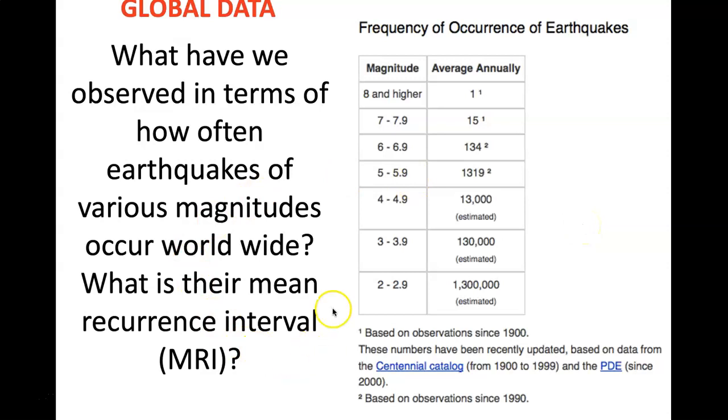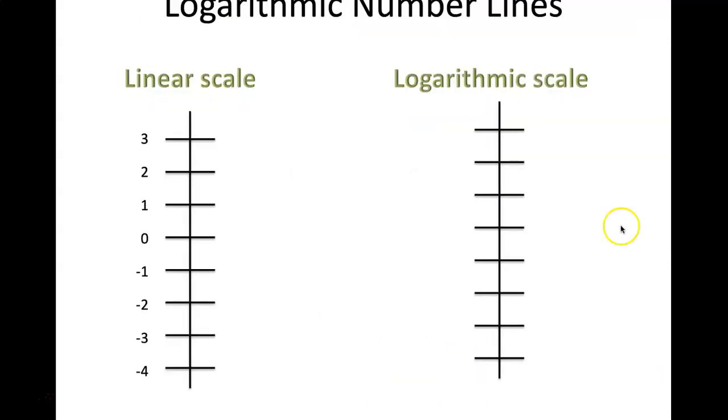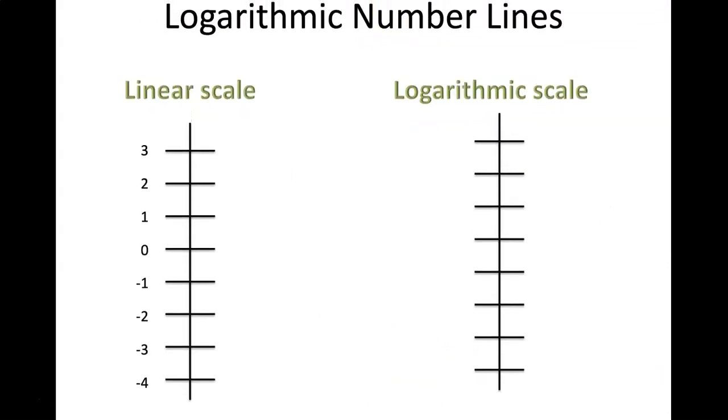Now we're going to look at something called the mean recurrence interval, and I'll get to that in a moment. But that's basically the average amount of time from one earthquake to the next in these given regions. Before we go further, I want to talk a little bit about logarithmic number lines.